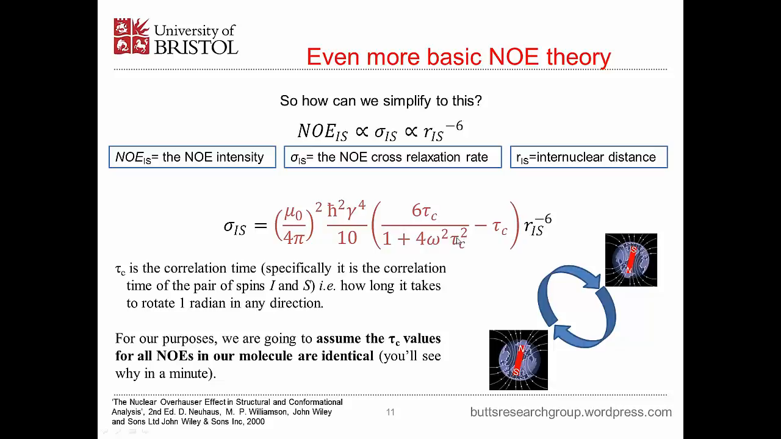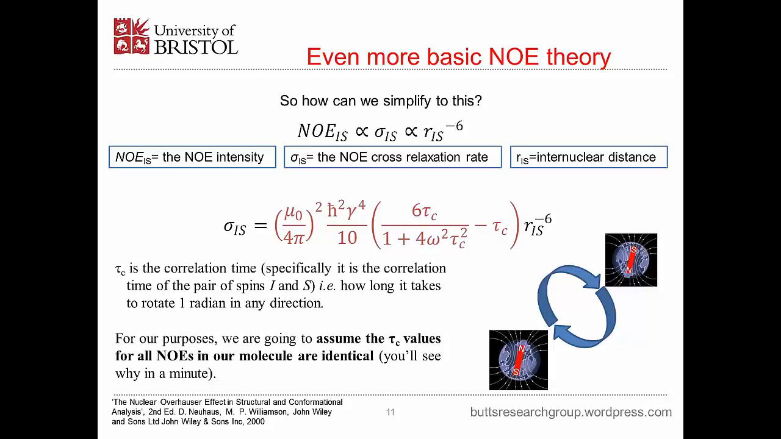And tau c, where tau c is the correlation time. Now tau c and correlation time cause me a great deal of pain when I try to worry about the accuracy of our NOE distance measurements. But specifically, tau c in this term is the correlation time for the pair of spins I and S. And that is how long it takes I and S to rotate around each other 1 radian in any given direction. That is the definition of tau c for one particular NOE.